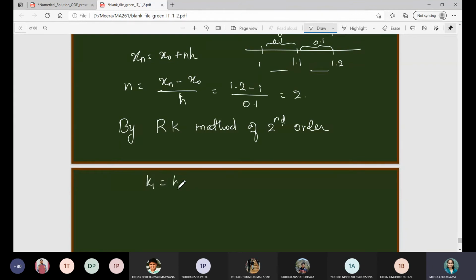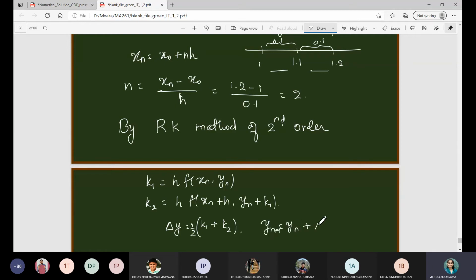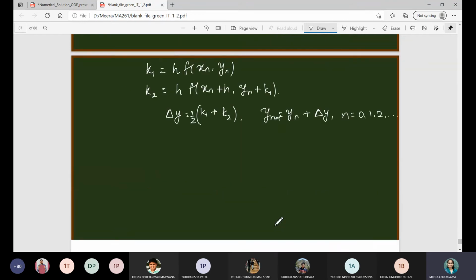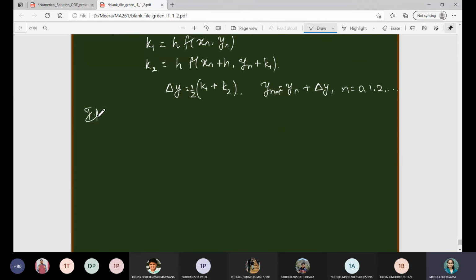k1 is nothing but h f at xn, yn. What is k2? It is h f at xn plus h, yn plus k1. Delta y is nothing but the average value of these two, that is 1 by 2 (k1 plus k2), and yn plus 1 will be yn plus delta y. All these quantities are for n from 0, 1, 2 and so on, right? So let us compute the first iteration, in which we have to consider n is equal to 0.